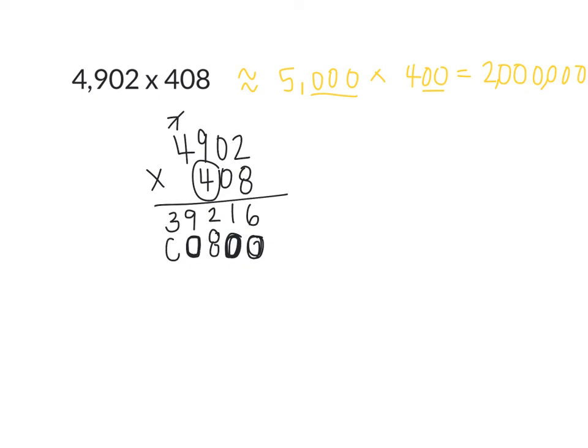4 times 9 is 36. We're going to regroup the 30. 4 times 4 is 16, plus 3 is 19. Now, I only have 2 partial products at the bottom, even though this has 3 digits. The reason for that is because the tens digit, 0, has no value, so there really are no tens. It's just the placeholder. Now I'm going to add up my partial products.